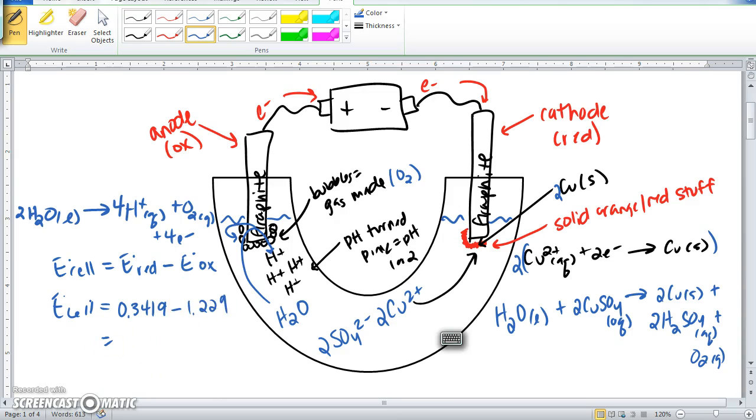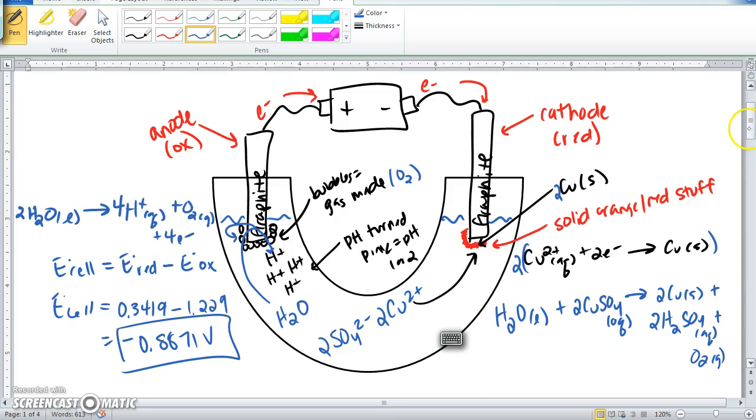So when I do that in my calculator, you'll notice I'm going to get a negative number. So if I do 0.3419 minus 1.229, I end up with negative 0.8871 volts. Whenever you do the E cell for an electrolytic cell, it should be negative because we're using the battery to drive the electron movement. So this is a non-spontaneous thing, which means I should get a negative cell reaction. So this is the answer for part 1.